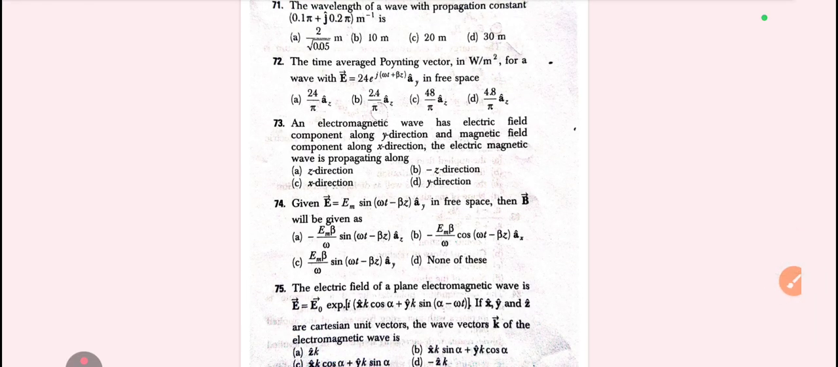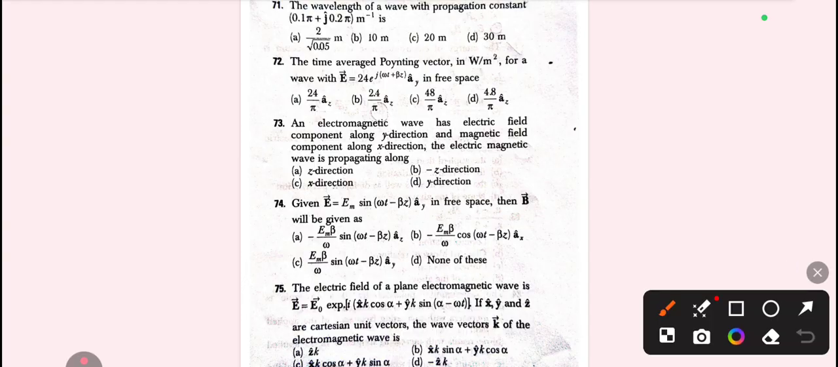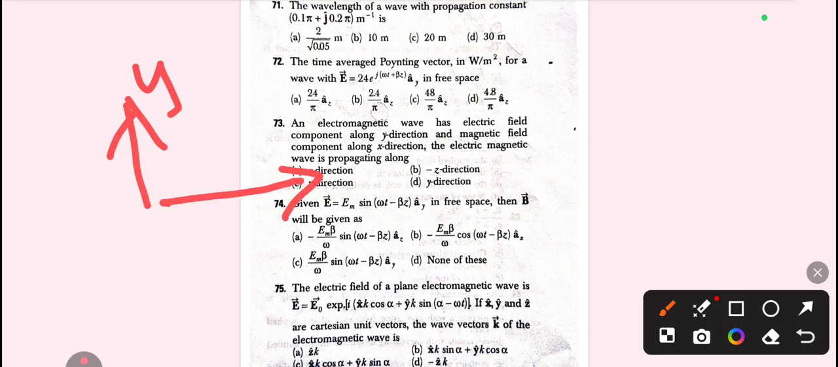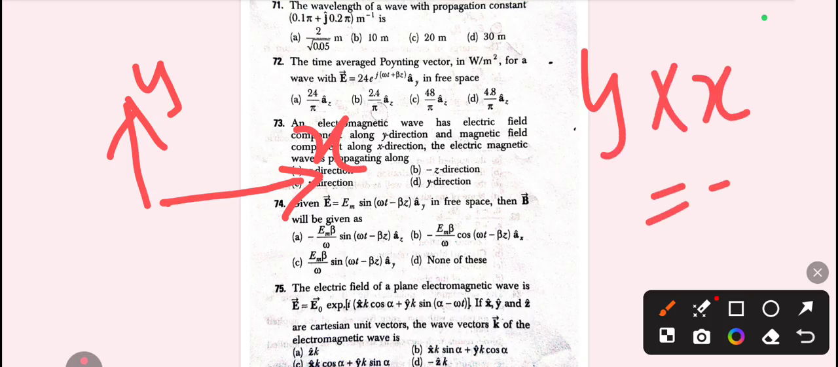Question number 73. An electromagnetic wave has an electric field in the y direction and magnetic field in the x direction. Electric field in the y direction, then magnetic field in the x direction, then we have y cross x, which equals to minus k, minus z direction. The answer for the 73 is B.